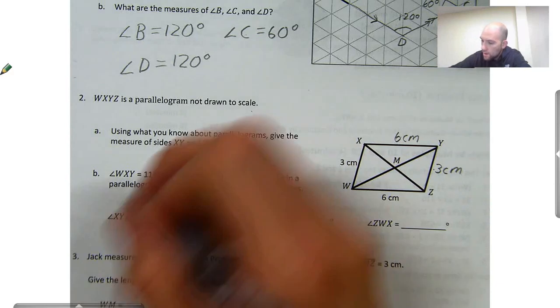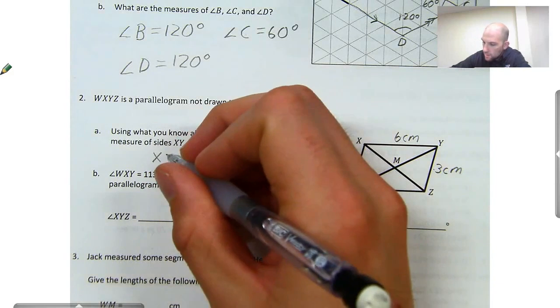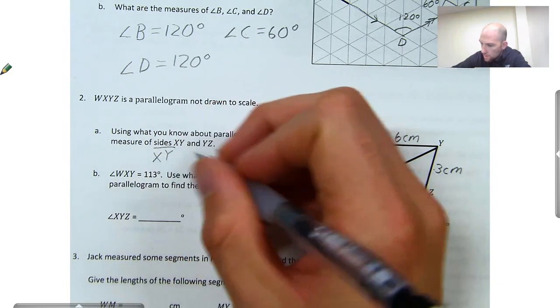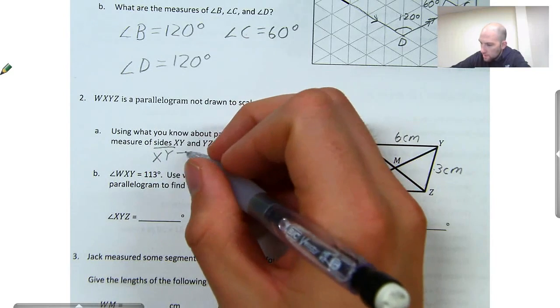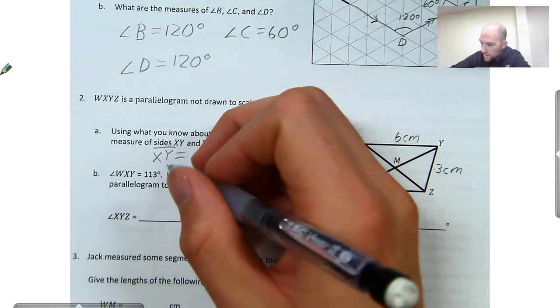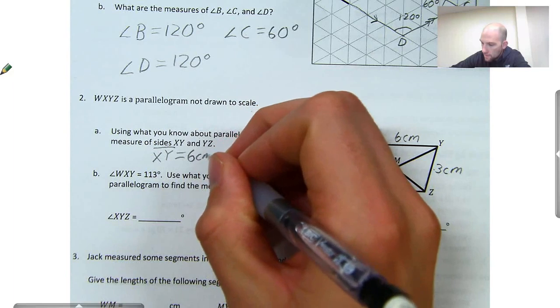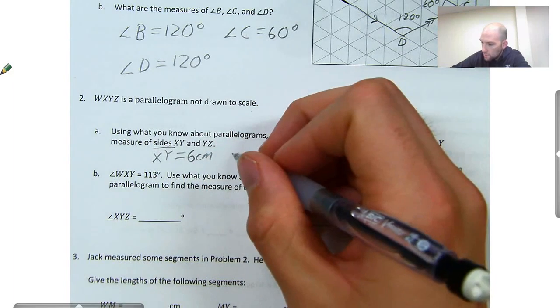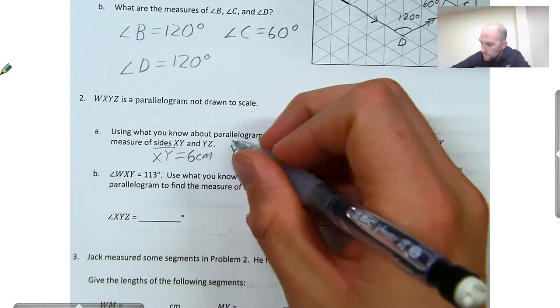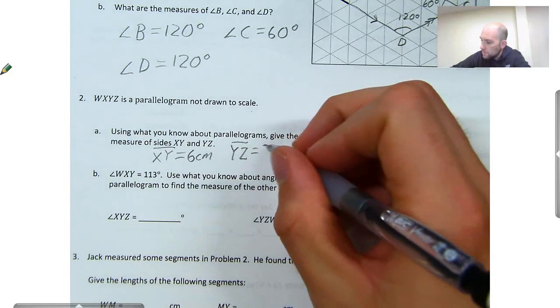So XY, let's call it line segment XY here. That's 6 centimeters. And YZ is 3 centimeters.